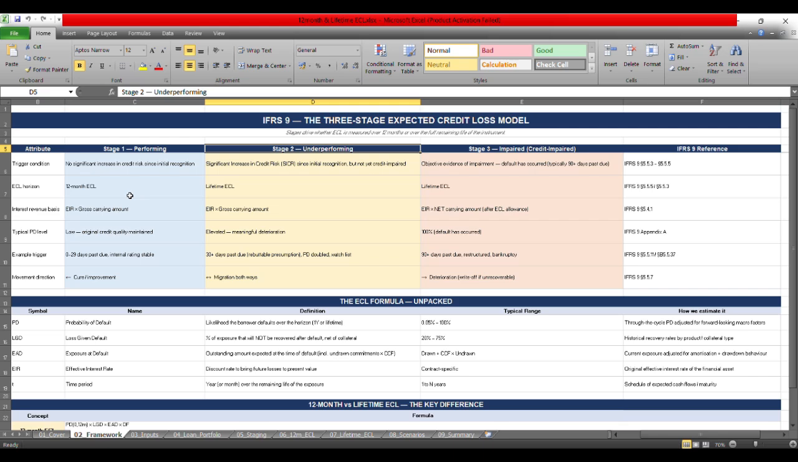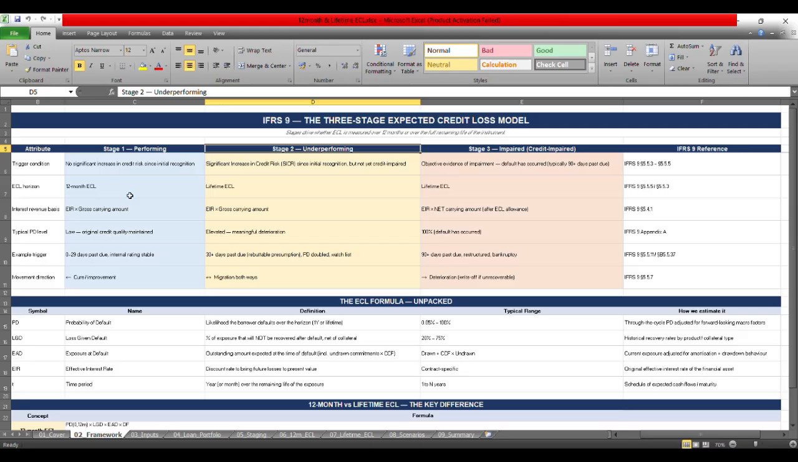The next stage is stage 2, the underperforming stage. Now something has changed in this stage. There's been what the standard calls a significant increase in credit risk, or simply SICR. Maybe the borrower is 30 days or more past due, or maybe their credit score has dropped. Maybe their industry is in trouble, or the loan hasn't defaulted yet, but the warning lights are flashing.